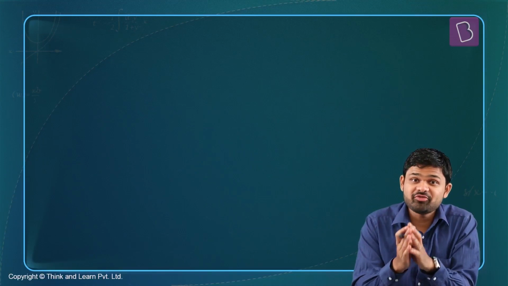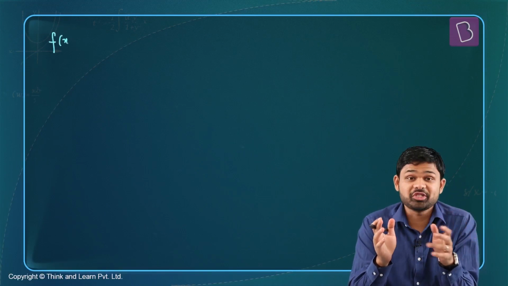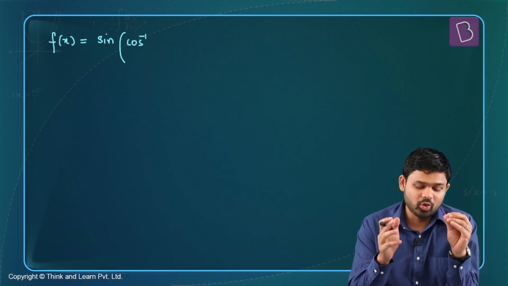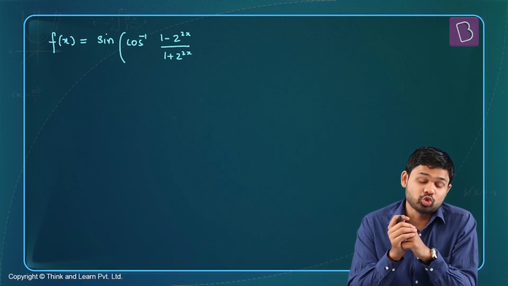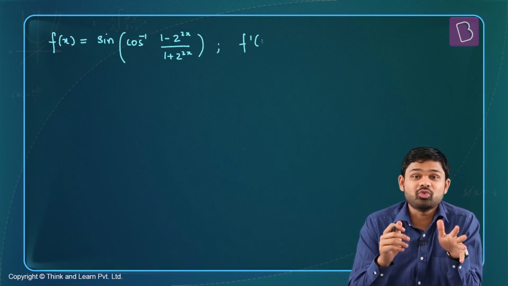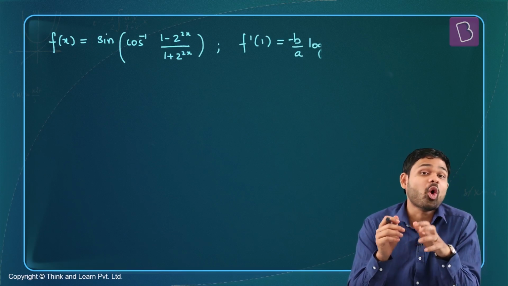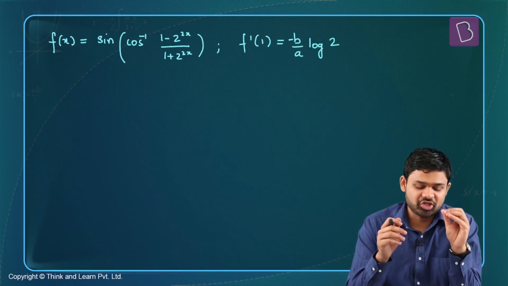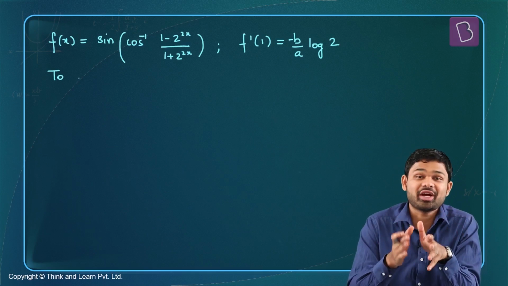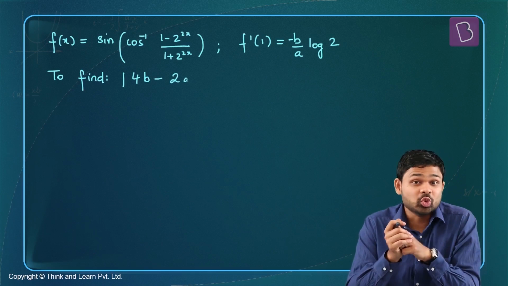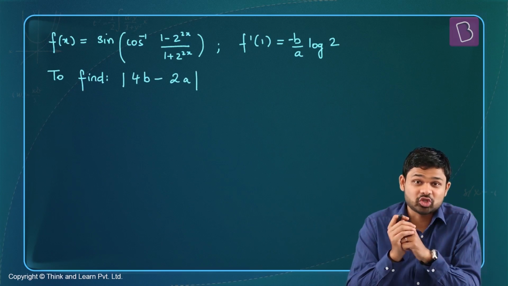So in this question, we've been given a function f of x, which is sine of cos inverse of (1 minus 2 to the power 2x) divided by (1 plus 2 to the power 2x). Further, it has been told that f dash of 1 is minus b over a log 2. It's b and a that we are interested in, because the objective of this question is to find out the value of magnitude of 4b minus 2a, the modulus of 4b minus 2a.